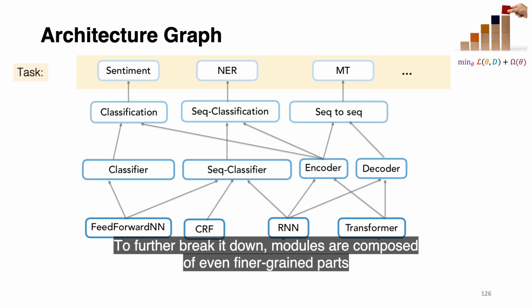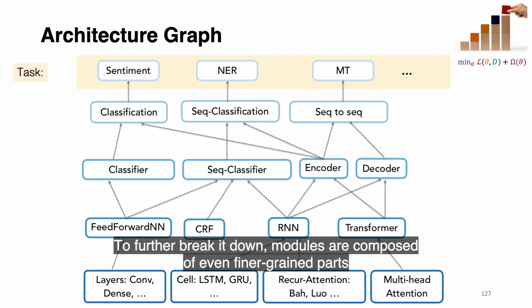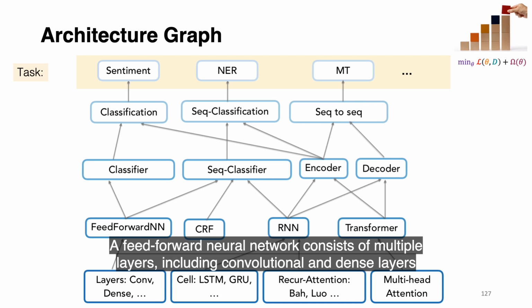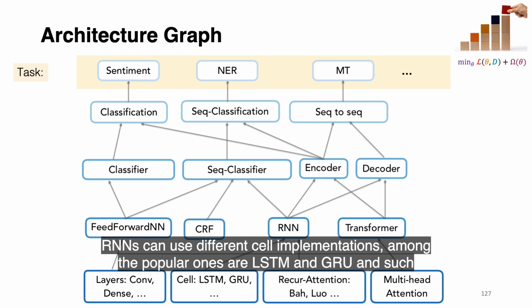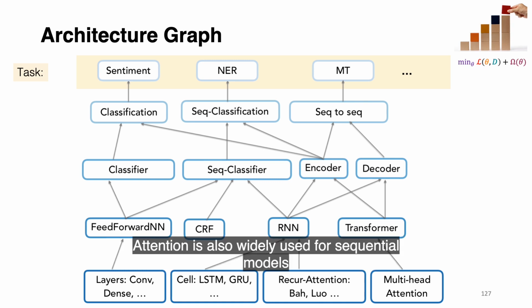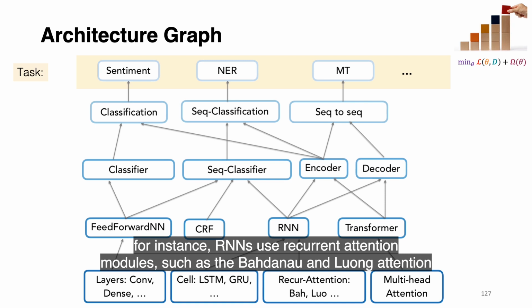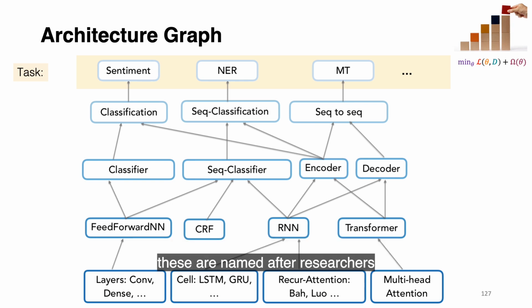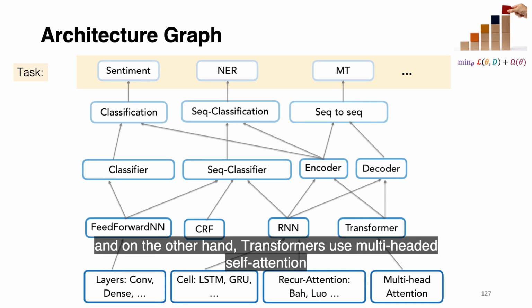To further break it down, modules are composed of even finer-grained parts. A feed-forward neural network consists of multiple layers, including convolutional and dense layers. RNNs can use different cell implementations. Among the popular ones are LSTM and GRU and such. Attention is also widely used for sequential models. For instance, RNNs use recurrent attention modules, such as the Bahdanau and Luong attention. Now, these are named after researchers. And on the other hand, transformers use multi-headed self-attention.